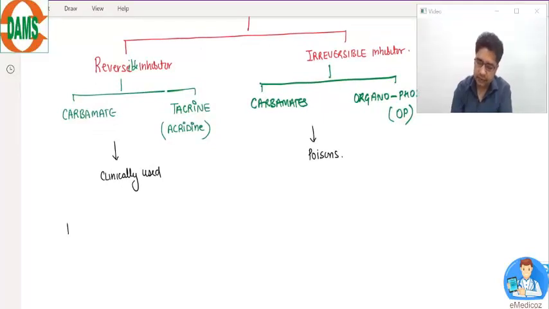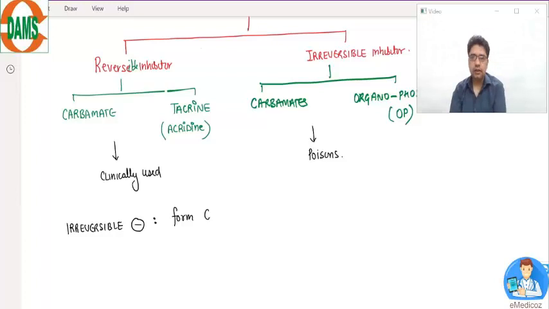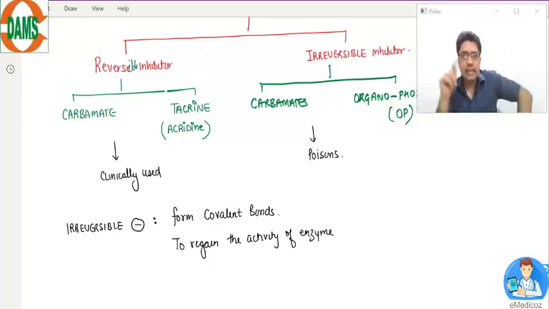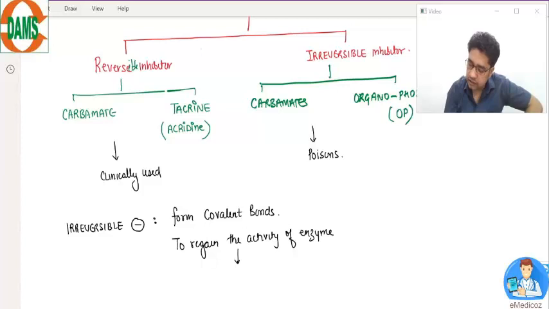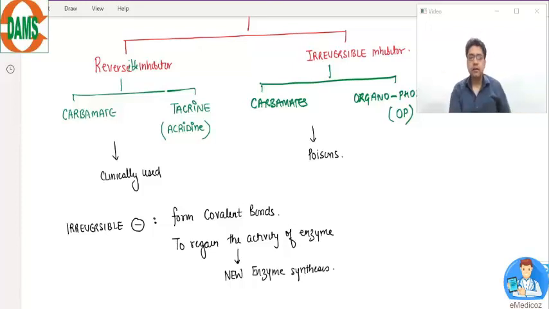Irreversible inhibitor means that these drugs form covalent bonds. Second point, to regain the activity of the enzyme to which they have bound irreversibly, that same enzyme now cannot function. To regain the activity, we require new enzyme synthesis, which will take a lot of time.